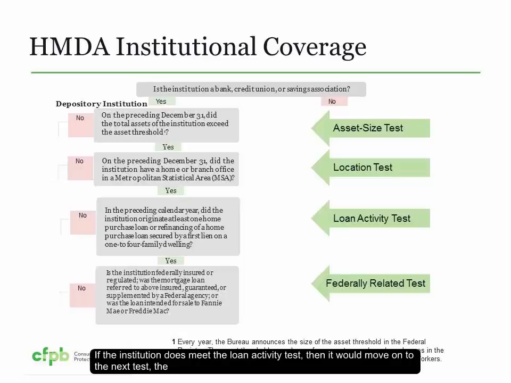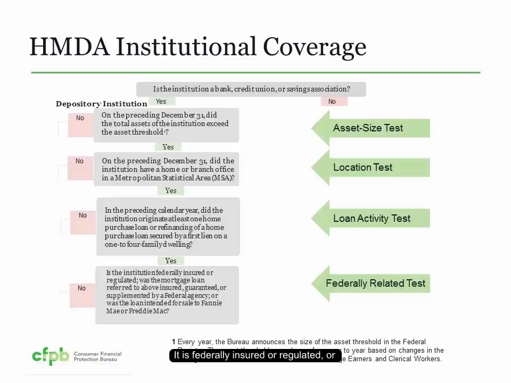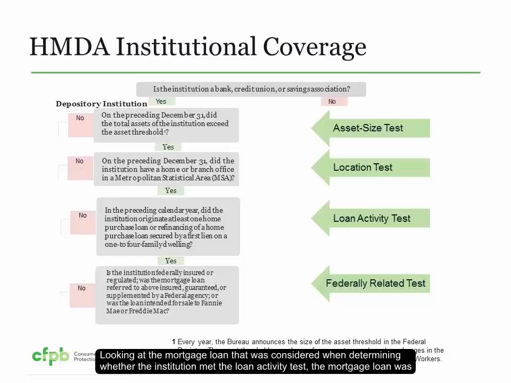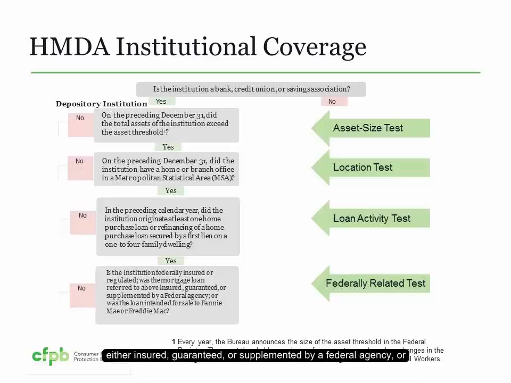If the institution does meet the loan activity test, then it will move on to the next test, the federally related test. Here, the institution would need to meet one of the following. It is federally insured or regulated, or looking at the mortgage loan that was considered when determining whether the institution met the loan activity test, the mortgage loan was either insured, guaranteed, or supplemented by a federal agency, or the mortgage loan was intended for sale to Fannie Mae or Freddie Mac.